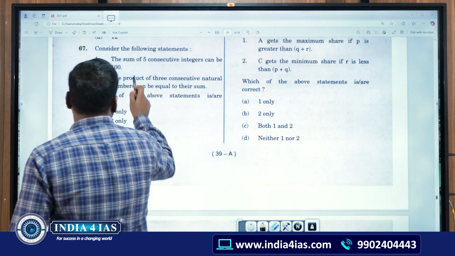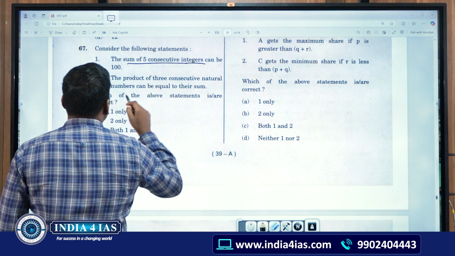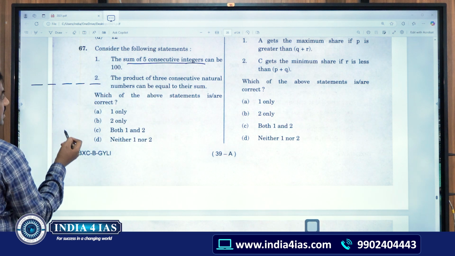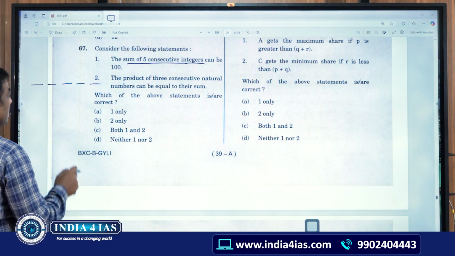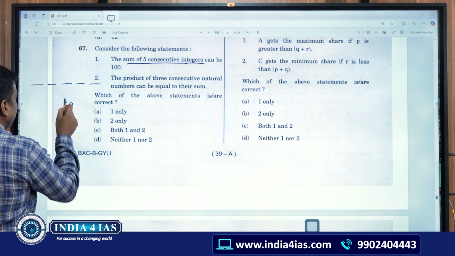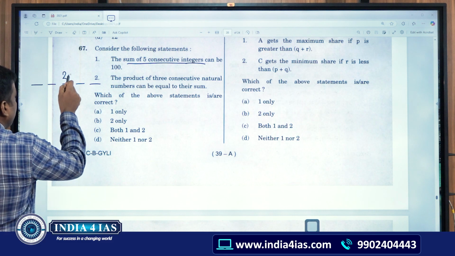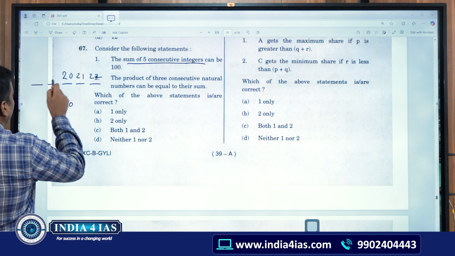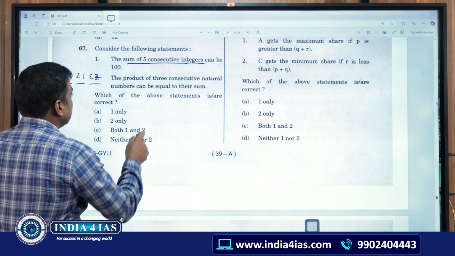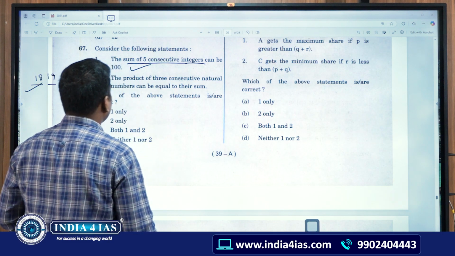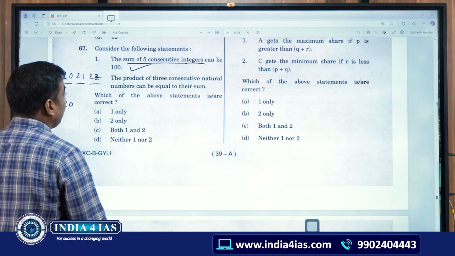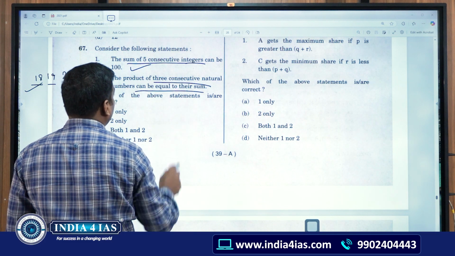They are asking whether the sum of 5 consecutive integers can be 100. Sum of 5 consecutive integers, one after another. Yes, that can be 100. If the sum is 100, then the average of them should be 20 and that should come in the middle. So if this is 20, this is 21, this is 22, this is 19 and this is 18. Yes, very much possible. The sum of 5 consecutive integers can be 100.